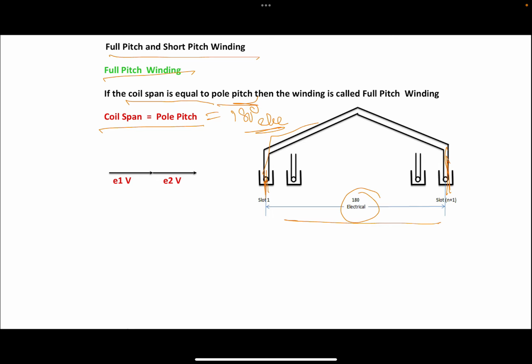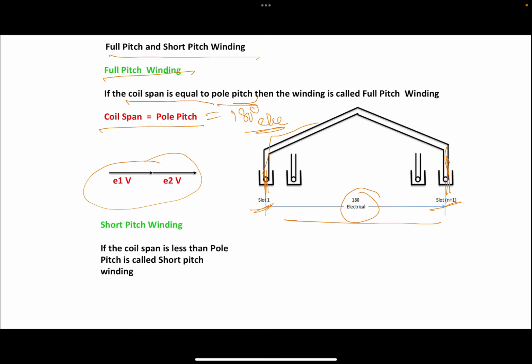Now here, how will the voltages be added? In this case, slot 1 and slot n plus 1. Here the voltages are added in arithmetic sum. The most important point here is that voltages are added in arithmetic sum.